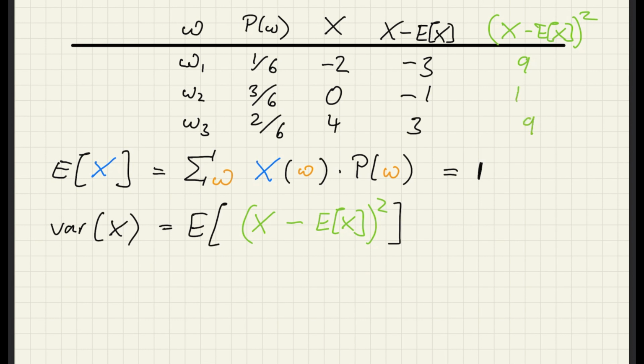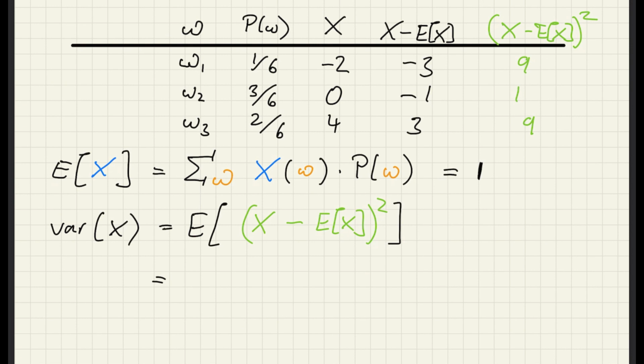And now I can apply the same recipe here, right? All I have to do is compute an expectation of a random variable, which is exactly what we did here. So obviously the same recipe applies, but instead of taking the blue x values, we're taking the green values of x minus expectation x squared. Otherwise it's exactly the same.